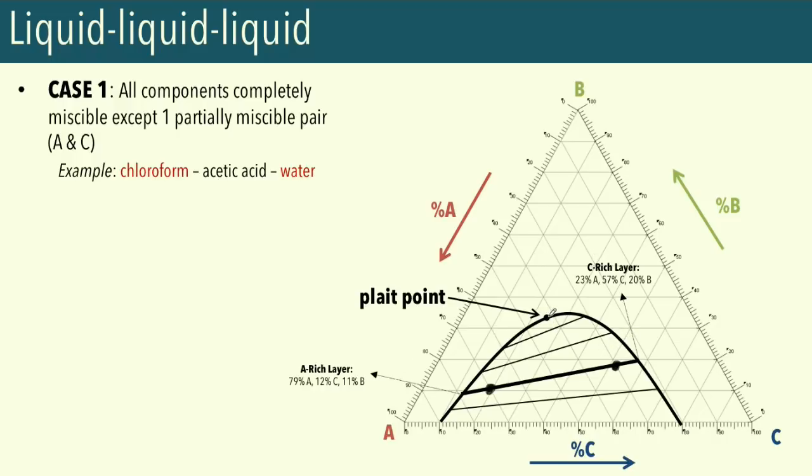What's important about the plate point as well is that as we go along the tie lines, the tie lines start to converge at our plate point, and the compositions of the A-rich and the C-rich layers become closer and closer to one another. So the importance of the plate point is that it represents when the composition of the A-rich layer and the composition of the C-rich layer become equivalent. This becomes the point when we see a disappearance of the boundary line between our A-rich layer and our C-rich layer, and this is the point where we ultimately have just a single phase of our entire mixture.